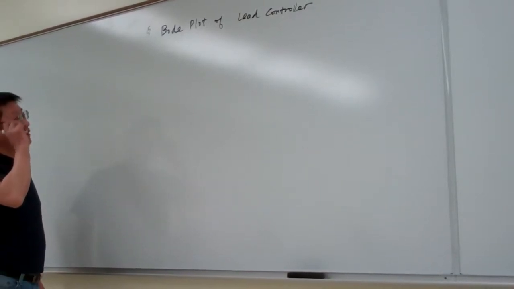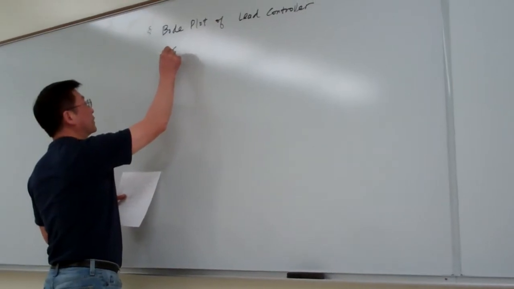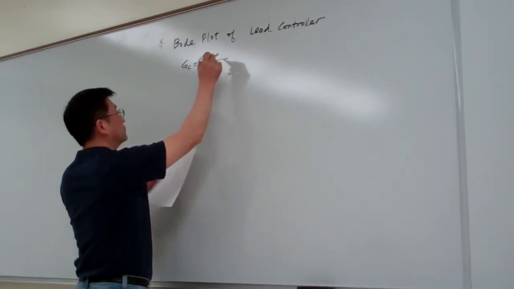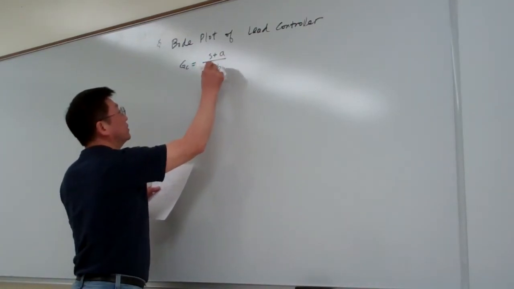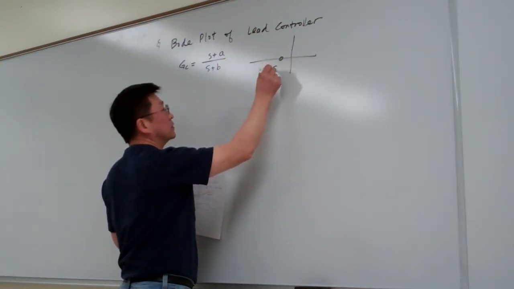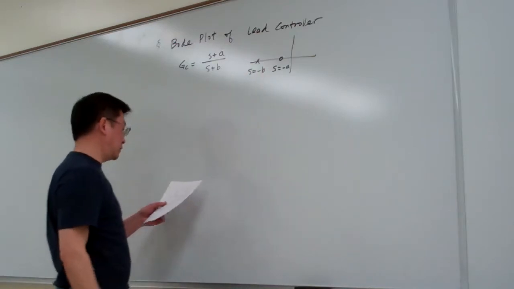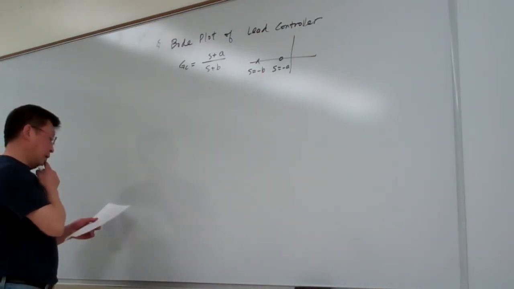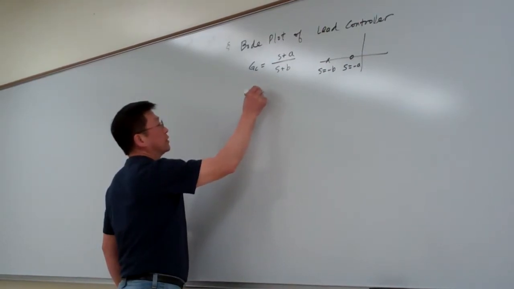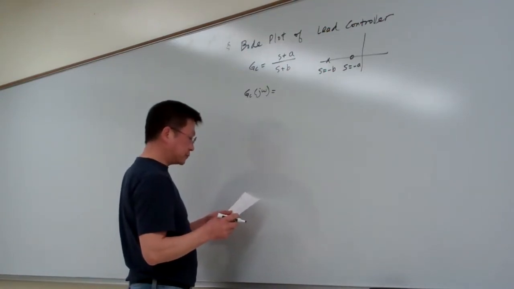We continue. The Bode plot of the lead controllers. The lead controller is given by (S plus A)/(S plus B), and the locations of the zero and pole are minus A and minus B. So that location is like this, okay? And for this one, we draw it for S equal to J omega.